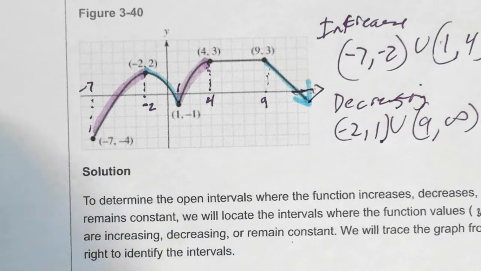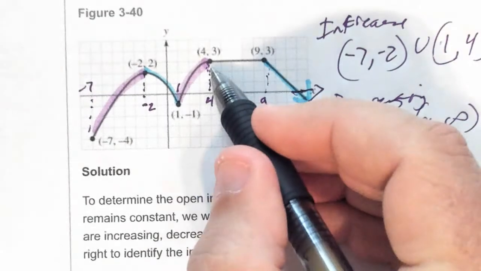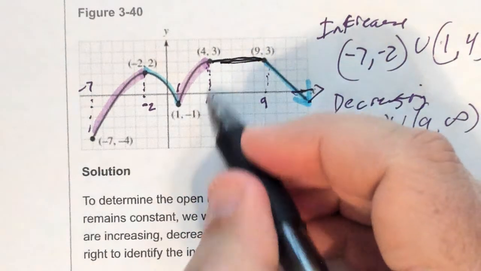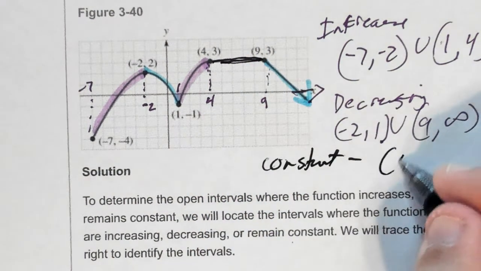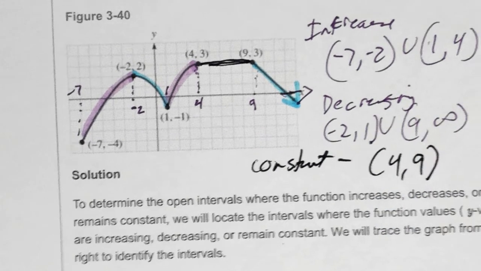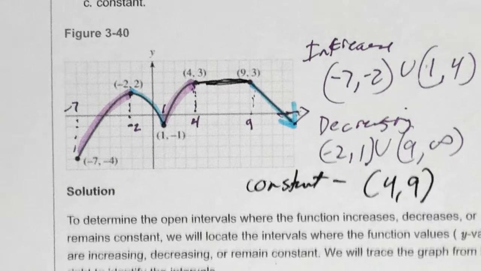Now this one does have a constant. So we're going to look at the constant here. The constant interval is going to be this line right here. So that's constant. Everything between 4 and 9. So we're going to go 4 and 9, and it is complete. And so that is how we deal with increasing, decreasing, and constant intervals.